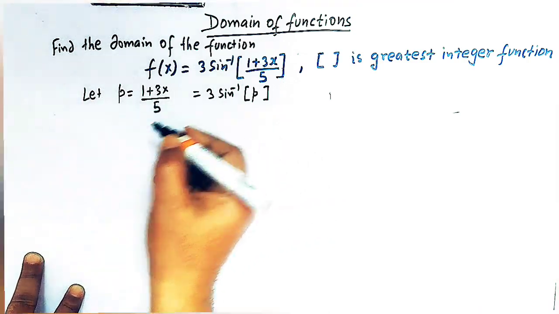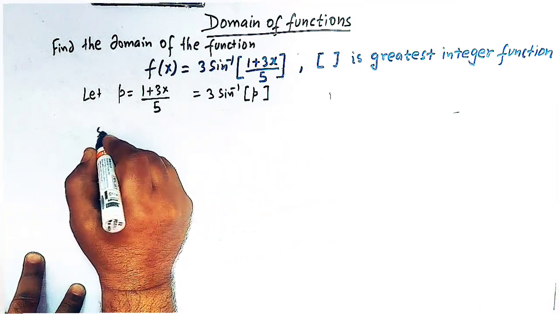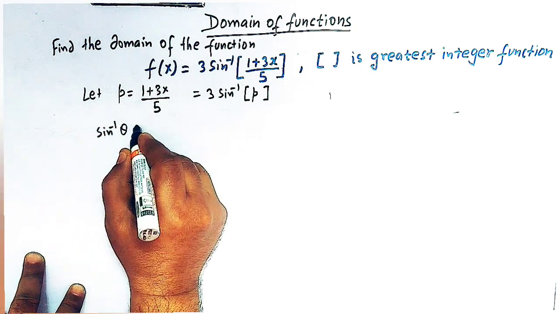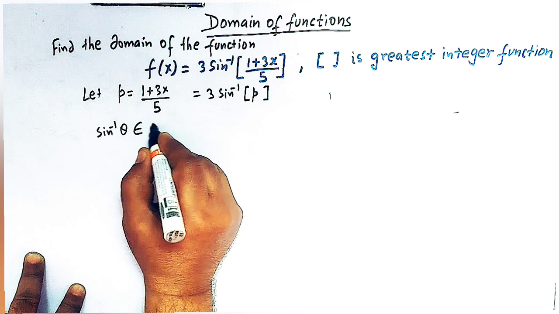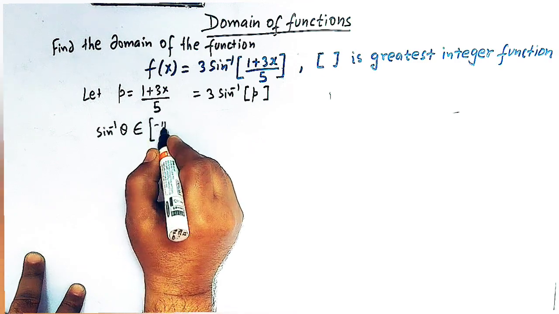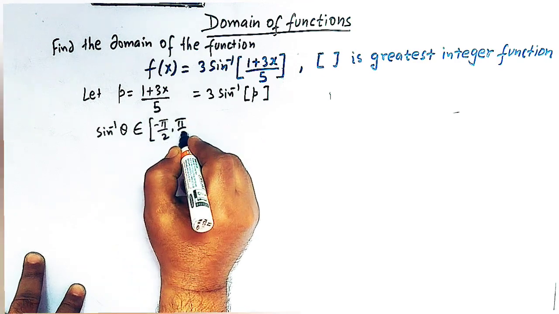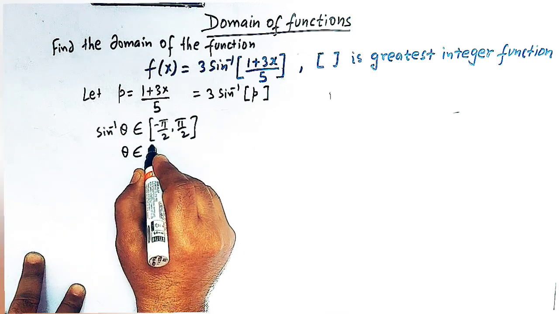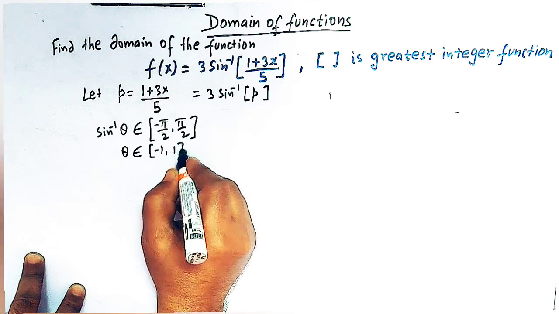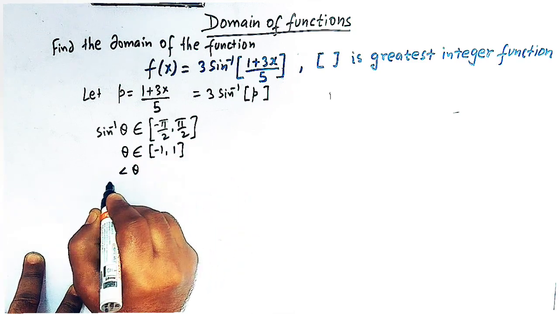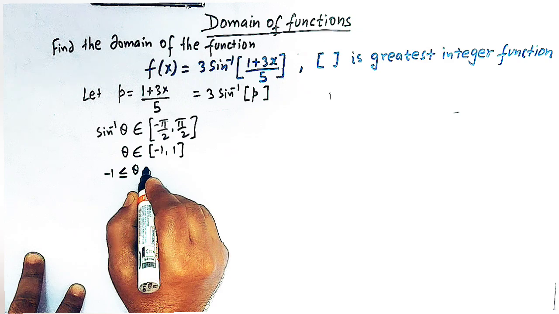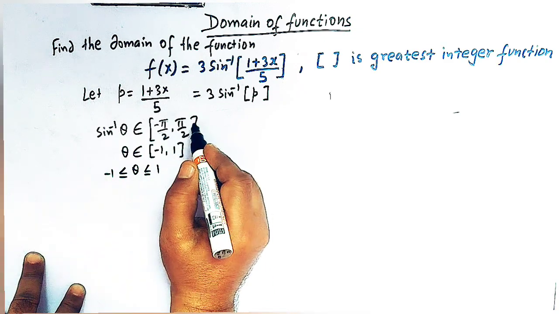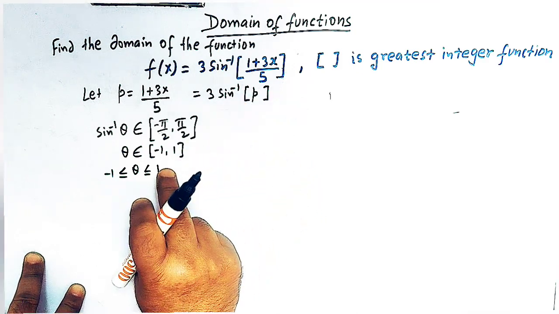We know from inverse trigonometric functions that if we have sine inverse theta, then the principal value branch of sine inverse theta lies in the interval minus pi by 2 to pi by 2, provided theta belongs to the interval minus 1 to 1. So we can write theta is greater than or equal to minus 1 but less than or equal to 1, right? So first we'll apply this concept.